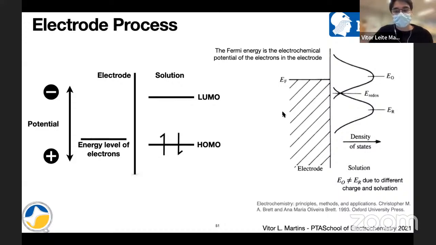Just to remember that the Fermi energy of the electrode is the electrochemical potential that we are changing or controlling, right? And when we have equilibrium, the Fermi energy of the electrode will be at the redox potential. And then when we move this Fermi energy of the electrode, we can have the oxidation or the reduction of the species. So I think that answers the question from yesterday, right?